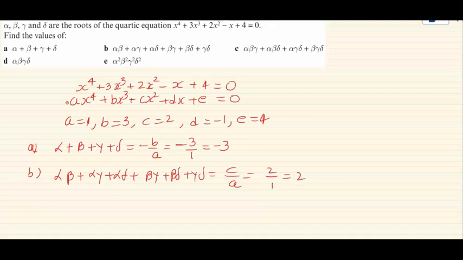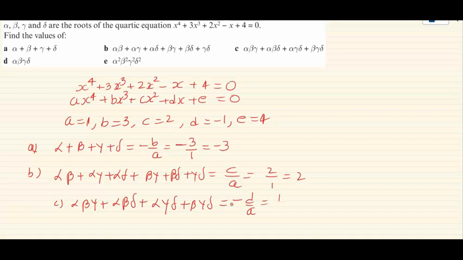Now, the next part is you need to find alpha beta gamma, alpha beta delta, alpha gamma delta and beta gamma delta. Is that okay? What should it be equal to? So let's write down minus d over a. And what is the d value?